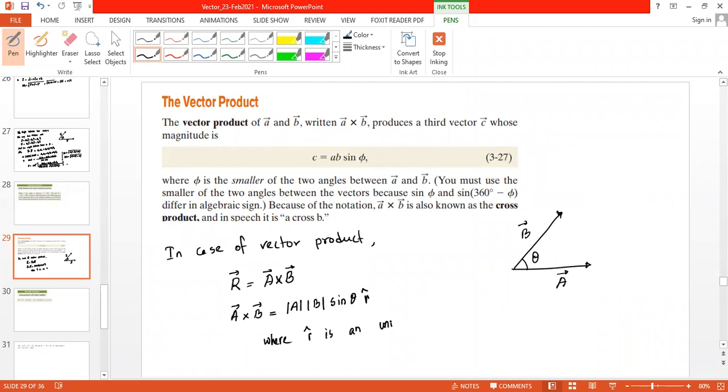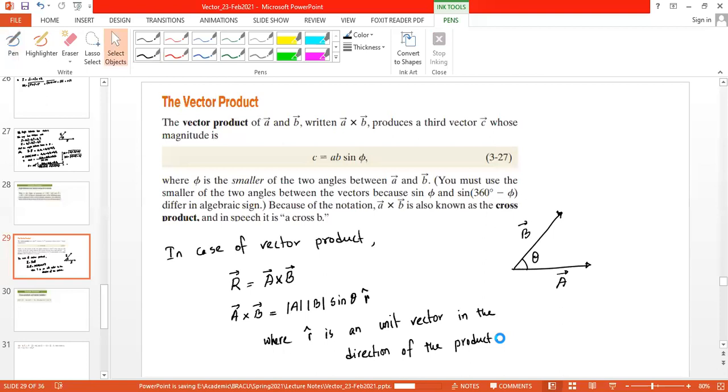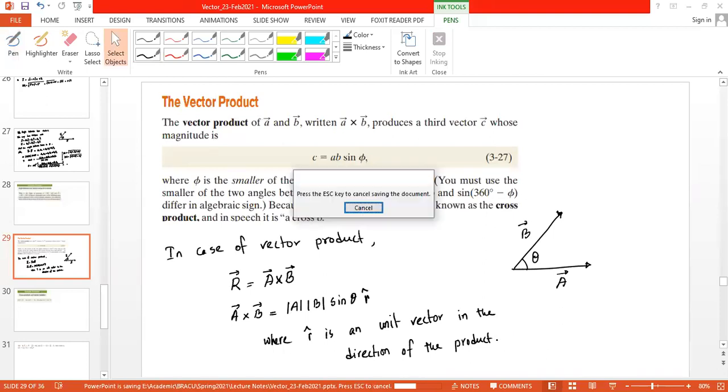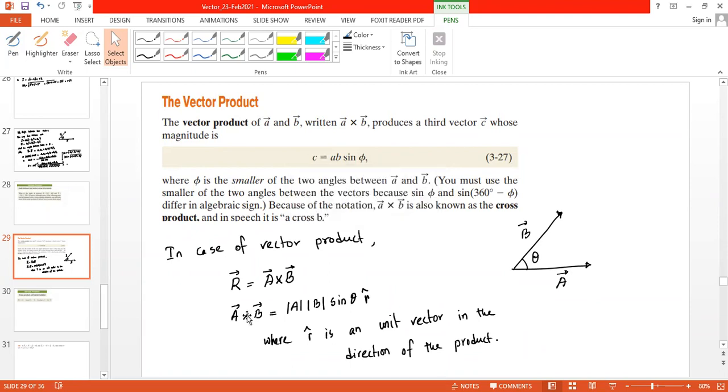And unit vector in the direction of the product. Or unit vector. And by the way, this product, this multiplication is also known as cross product or cross multiplication. See, we are using a cross sign here, okay? That is why sometimes we call it a cross product, or it is named as cross product or cross multiplication, okay? So this is the definition of cross product.